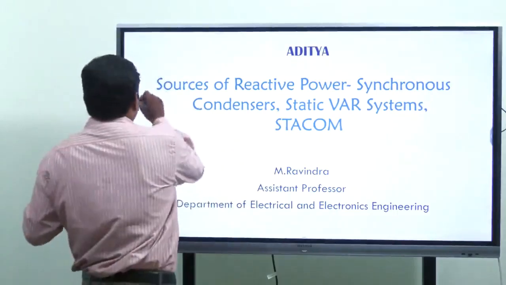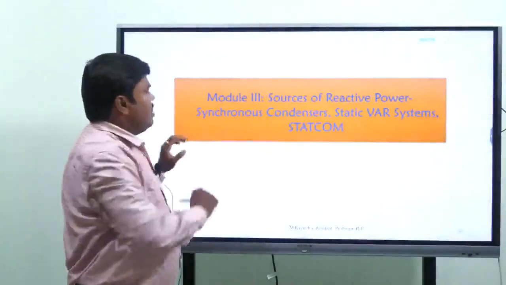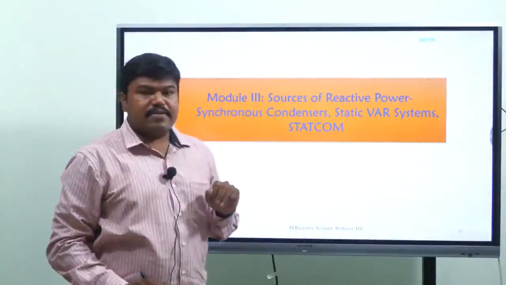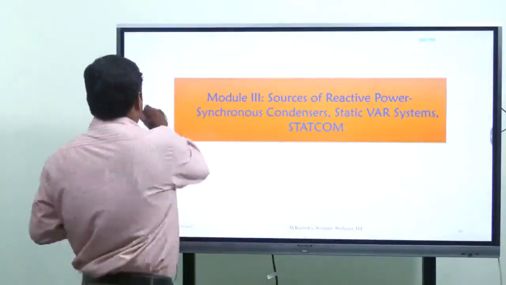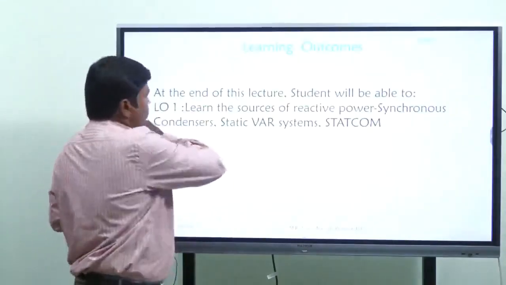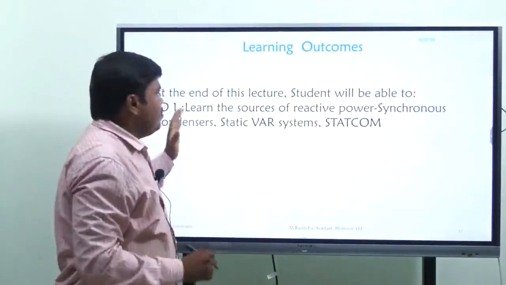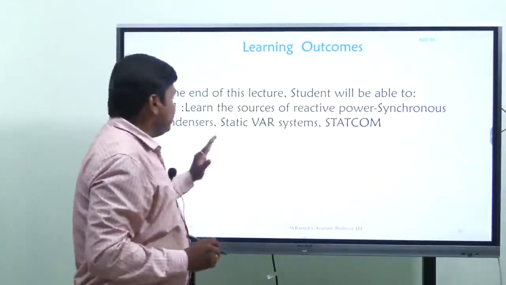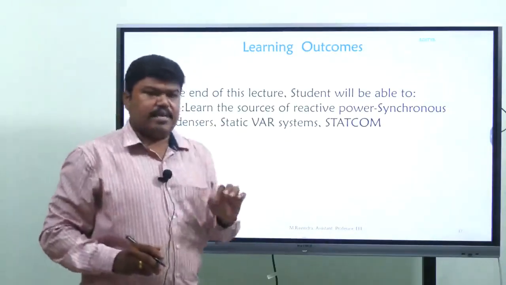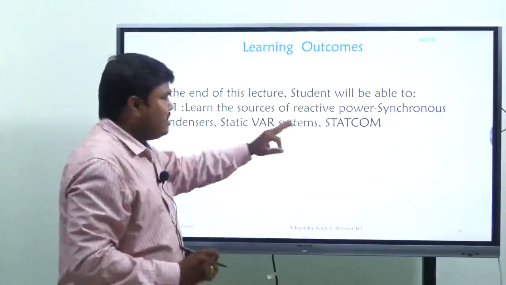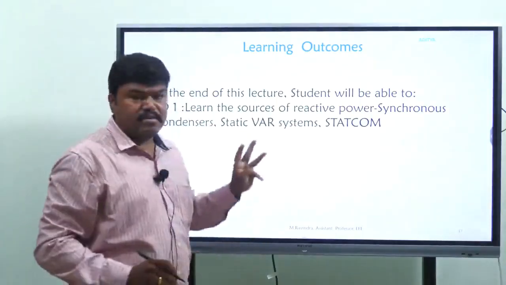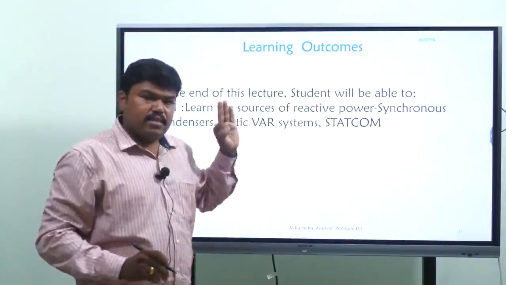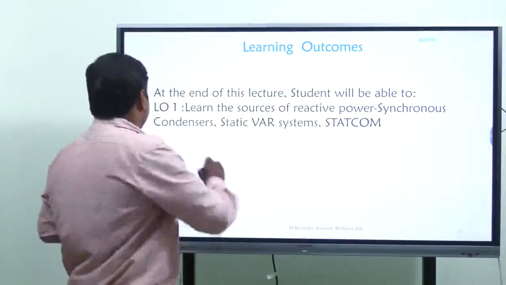Here what we are going to discuss is sources of reactive power, that means synchronous condensers, static VAR systems and STATCOM devices. At the end of this lecture, students will be able to know the sources of reactive power, mainly the synchronous condensers, static VAR systems and STATCOMs. We are going to learn these 3 devices, which will be clearly demonstrated now.